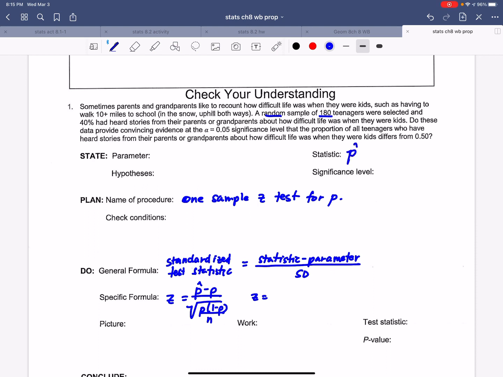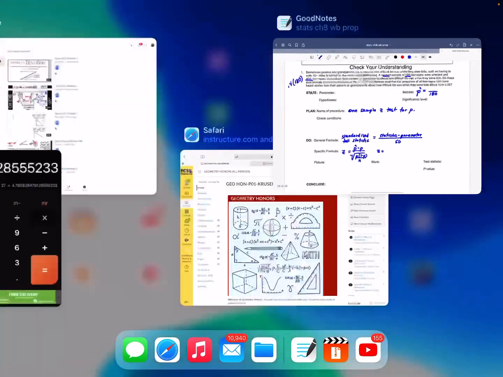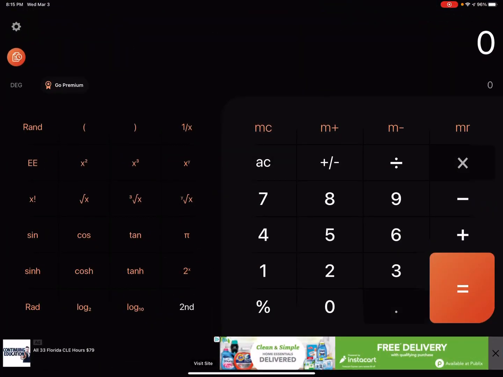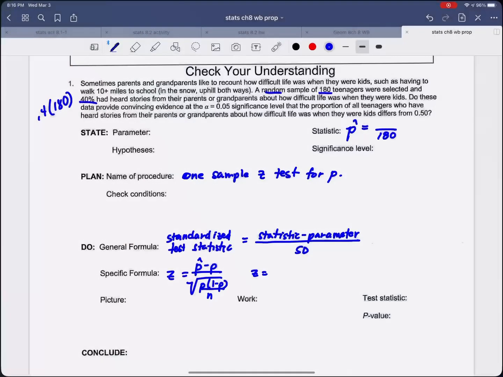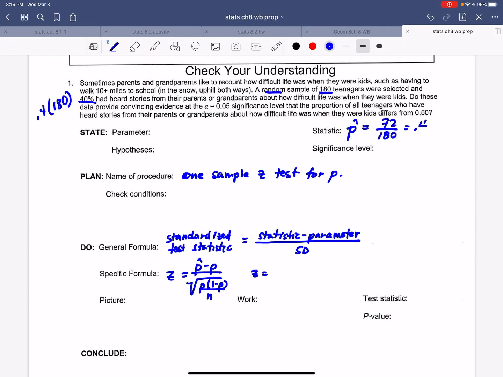so that's our test statistic, right? We had 180 people we talked to. And 40% had heard stories from their parents or grandparents about this difficult suffering. So here it looks like you don't know how many said yes, but you could find out. What's 40% of 180? So what is 40% of 180? 72. All right, and again, we know that would reduce to 40%.